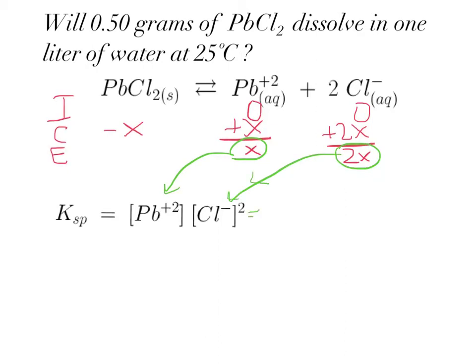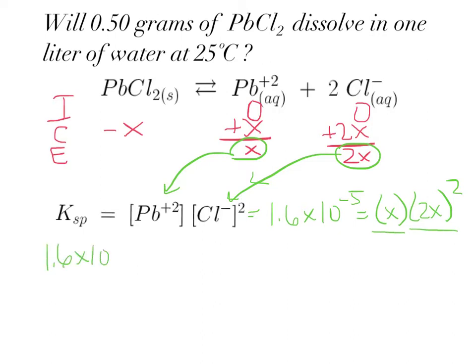The KSP value from your chart should be 1.6 times 10 to the negative 5, and that'll be equal to X times 2X squared. And remember that 2X quantity squared is the same thing as 4X squared. 4X squared times X, so we have 1.6 times 10 to the negative 5 equals 4X cubed. So first thing we're going to do is divide both sides by 4 so that the 4 will cancel out, and we end up with 4 times 10 to the negative 6 equals X cubed.